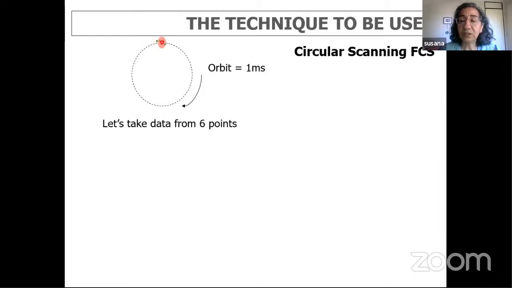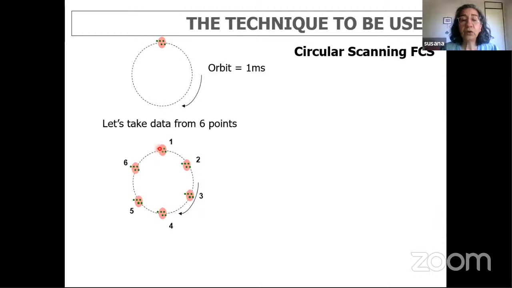Now, this is when you keep the laser fixed in a point, but you can also move the laser with the scanning mirror. And the simple shape to move the scanning mirror is in a circle. So let's suppose that we move in an orbit and it takes 1 millisecond to go from the origin and come back to the point. And then let's also suppose that we take 6 points around this orbit. So we stop 6 times and we take FCS data.